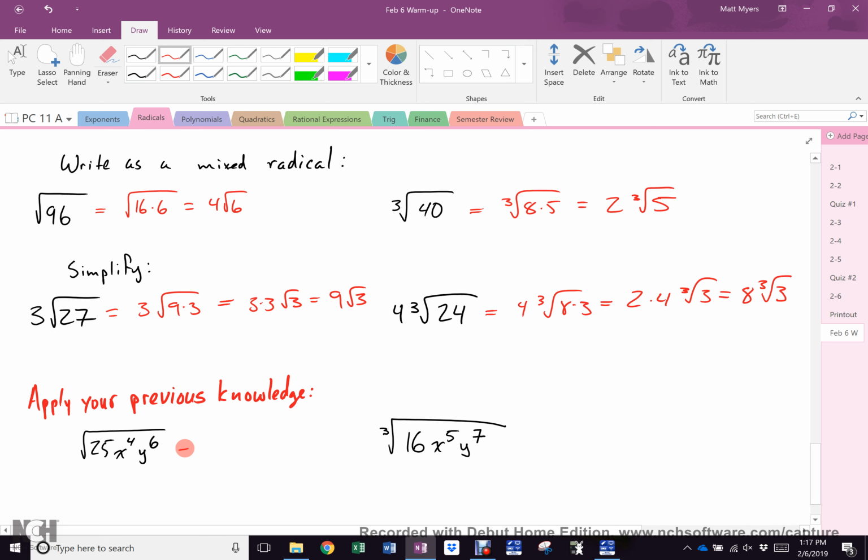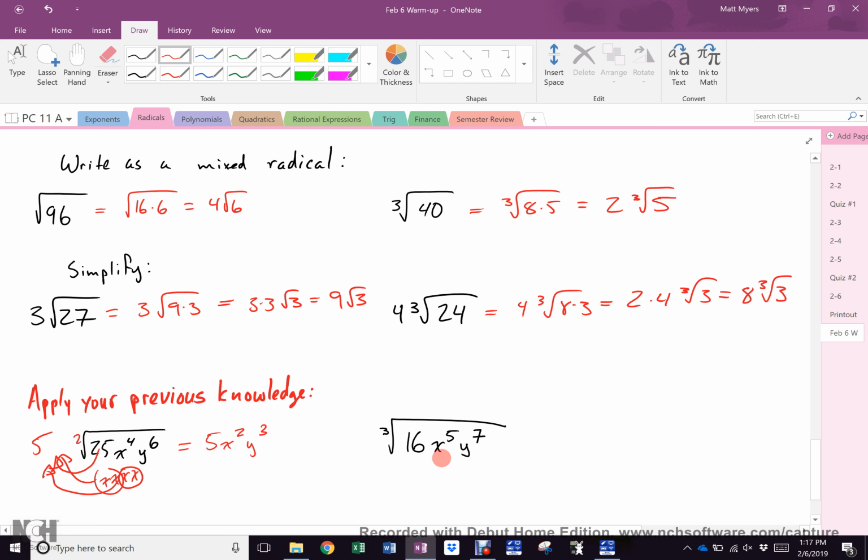All right. What is the answer to the first one? Done. No more radical sign. Y. What is the square root of 25? 5. So out comes 5. X to the fourth means there are 4 x's under there. A 2 means I'm looking for groups of 2, correct? So out comes 1x. Out comes a second x. X squared. 6, I'm looking for groups of 2. I can get out 3 groups of 2.